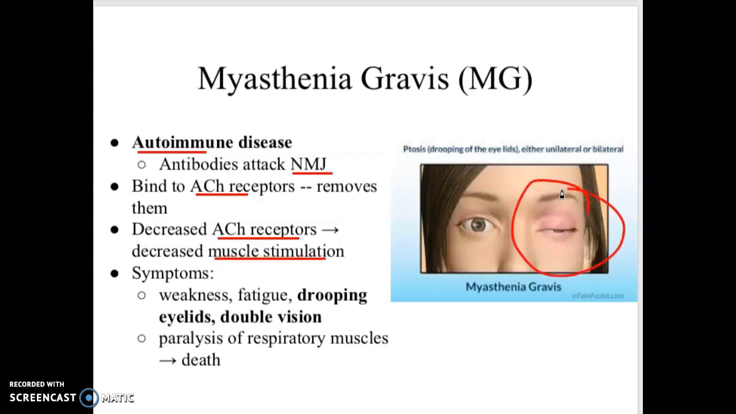So you can see here, it often will start in the eyes. This picture shows what we call ptosis, which is drooping of the eyelid, and sometimes it'll happen on one side or the other, and these individuals might have double vision or have trouble moving that eye. They'd also probably be pretty weak and tired. The problem with this disease is eventually really important muscles that help you breathe, like your diaphragm, get paralyzed, and then you can no longer breathe, and that leads to death.